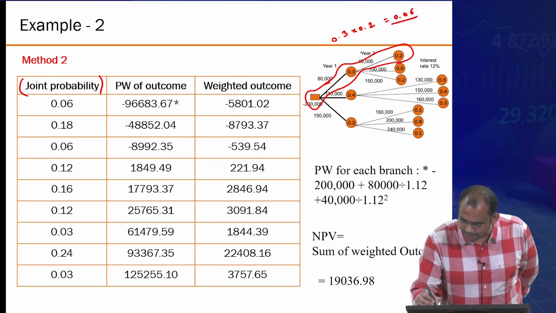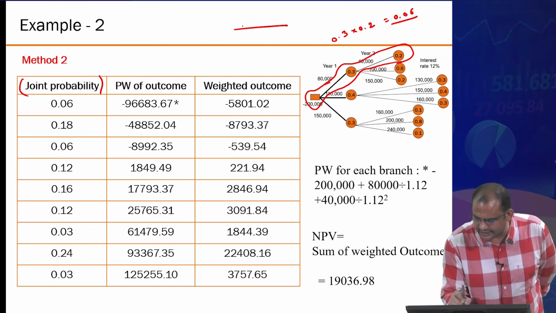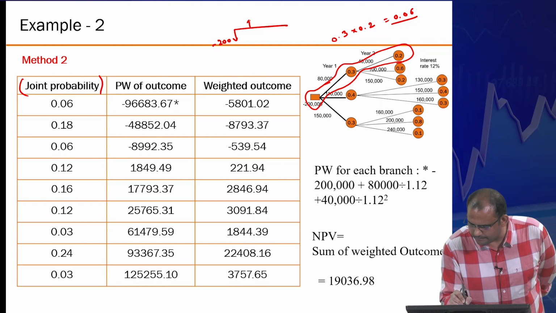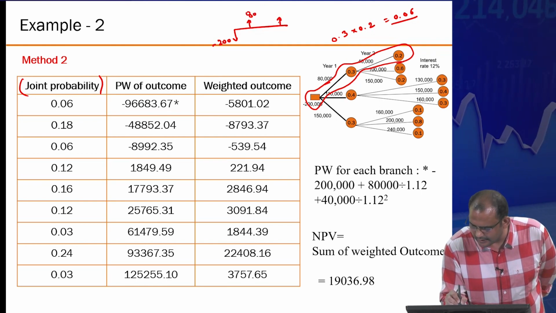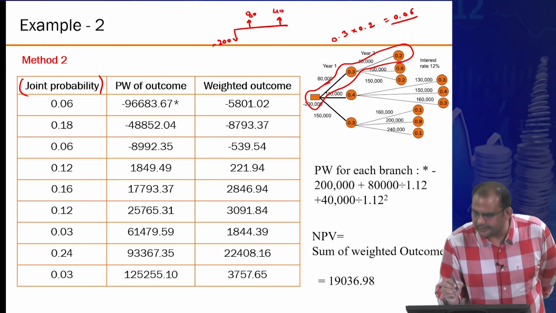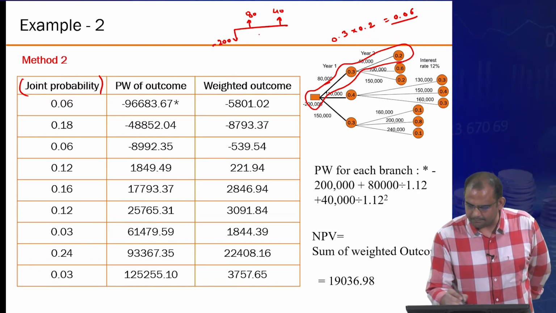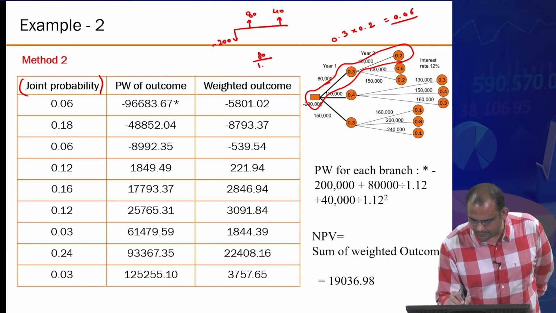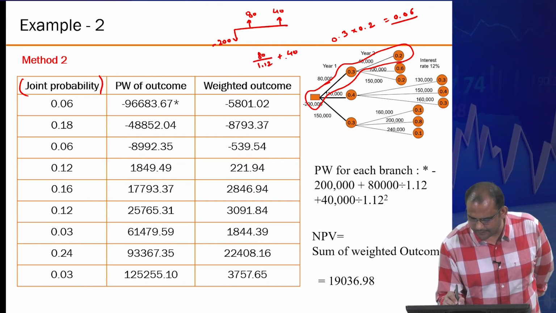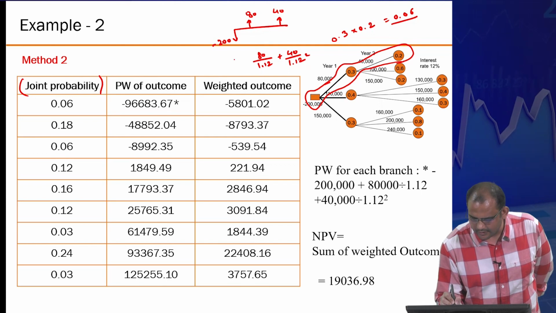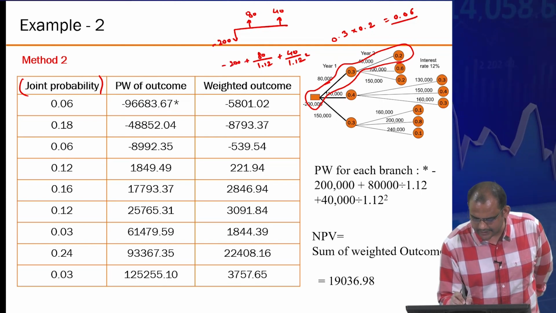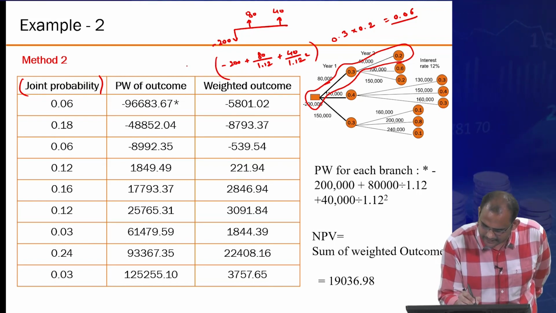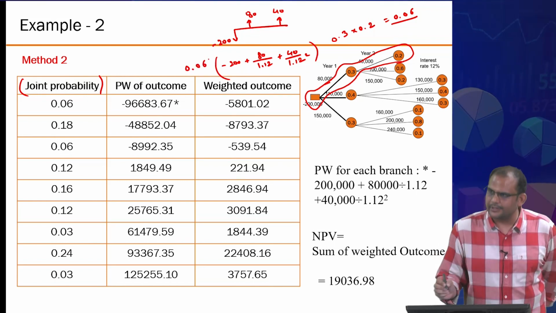Now, this whole branch serves as a cash flow series for you, which is minus 200 plus 80 and plus 40. The present worth of this branch is what? 80 upon 1.12 plus 40 upon 1.12 square and minus 200. I am skipping the extra zeros, so be mindful. The whole thing will be multiplied by 0.06.